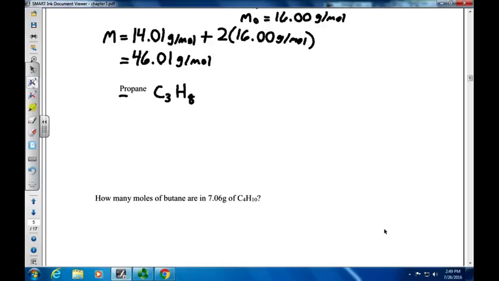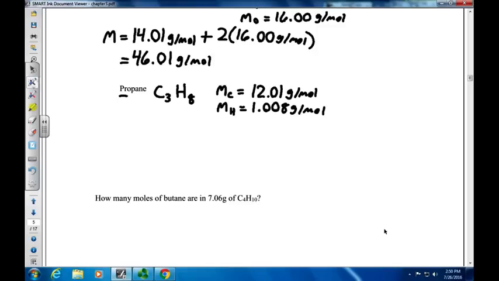Then it's just a matter of finding the molar mass of each species. The mass of carbon would be 12.01 grams per mole. And the mass of hydrogen is given as 1.008 grams per mole. Again, this is all from your periodic table of elements.